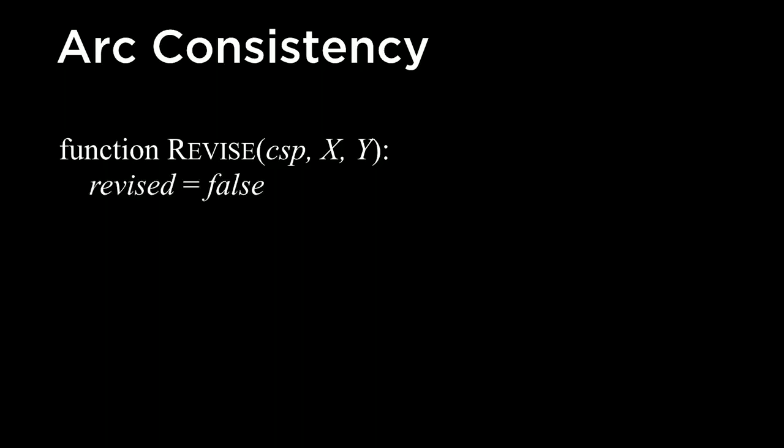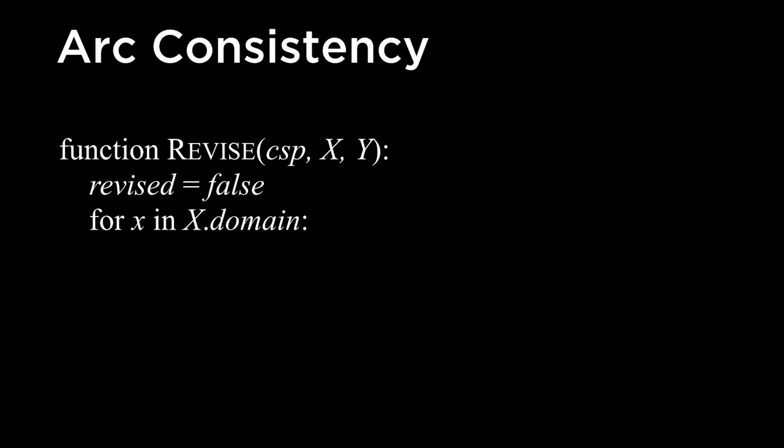How does this work? We'll first keep track of whether or not we've made a revision. Revise is ultimately going to return true or false. It'll return true in the event that we did make a revision to x's domain. It'll return false if we didn't make any change to x's domain. We'll see in a moment why that's going to be helpful. But we start by saying revised equals false. We haven't made any changes.